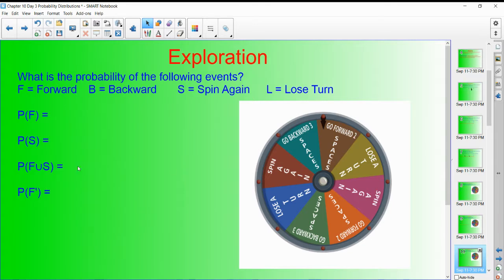Now we could also find the probability of unions or complements. So let's go ahead and find the probability that it's forward or spin again, or the probability that it's not forward. So forward or spin again, there's two forwards, there's two spin agains, so there's 4 total spaces out of the 8, or 1/2 probability. And then the probability that it's not forward is anything but forward, so there's 6 of those spaces out of 8, which is probability of 3/4.